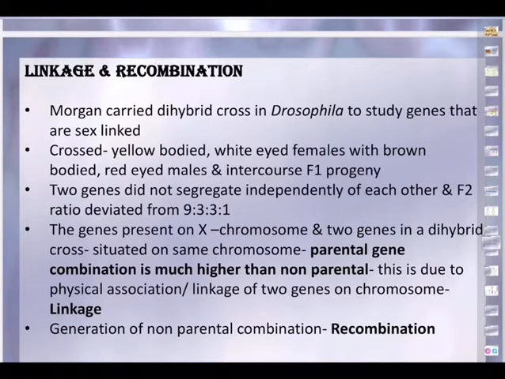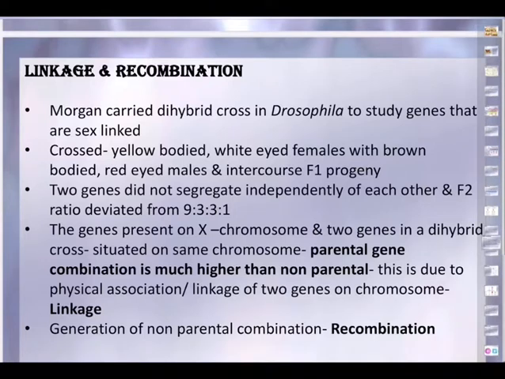Segregated, law of segregation. So this linkage and recombination will decide what would be the parental combination that will form in F2 generation, as well as what will be the new combinations that will be formed in F2 generation. So linkage and recombination play a crucial role in the formation of varieties of children, or varieties of what we call offsprings.